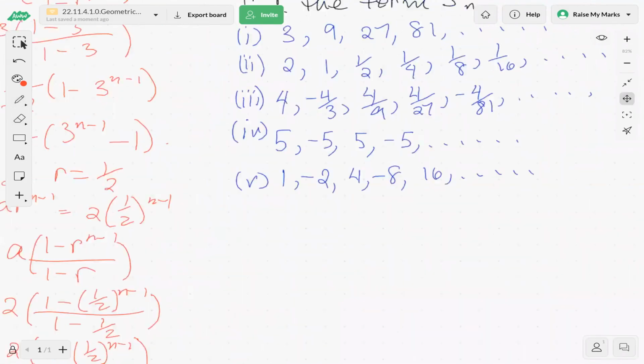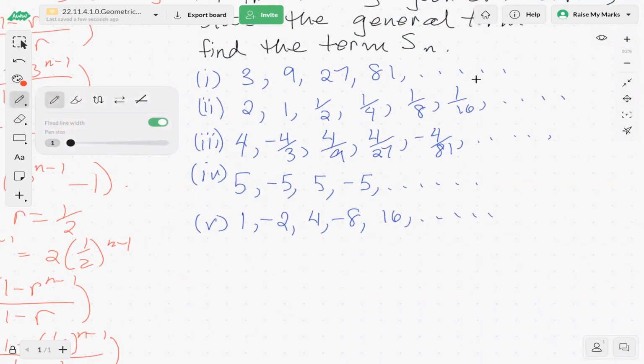Excellent. All right, so number 3. Okay, this one looks interesting. Let's do it right here.